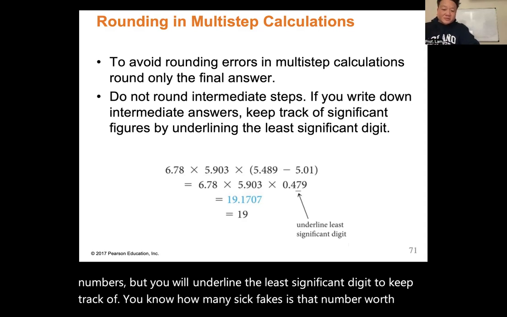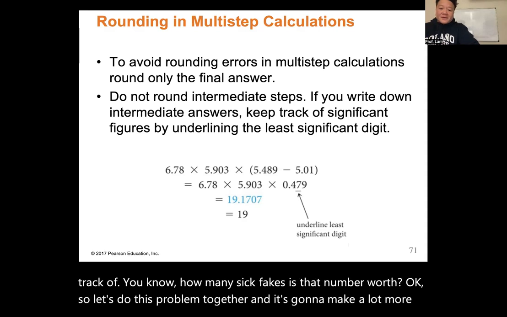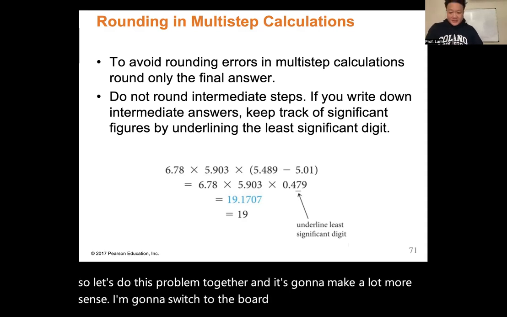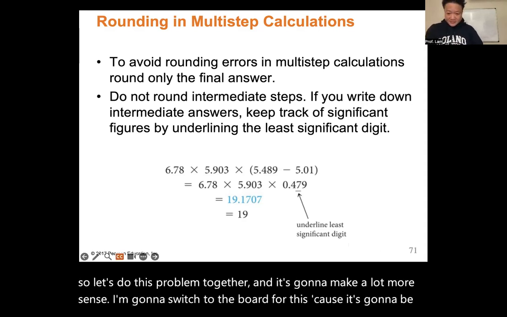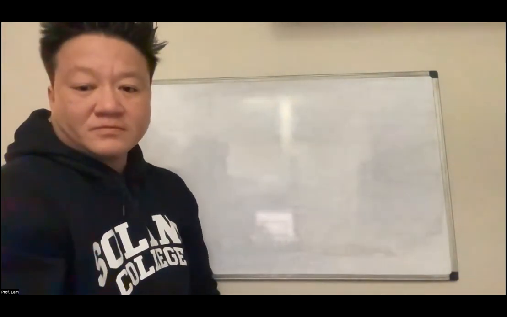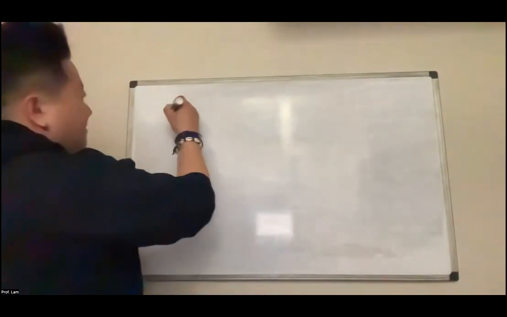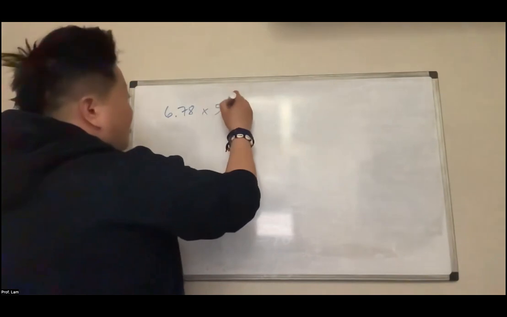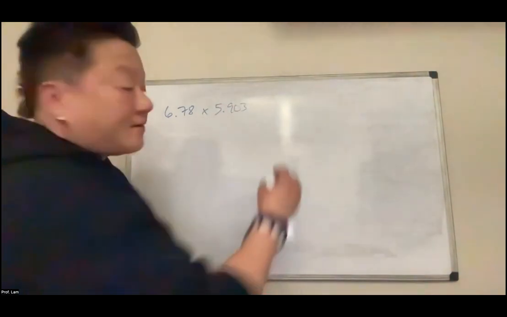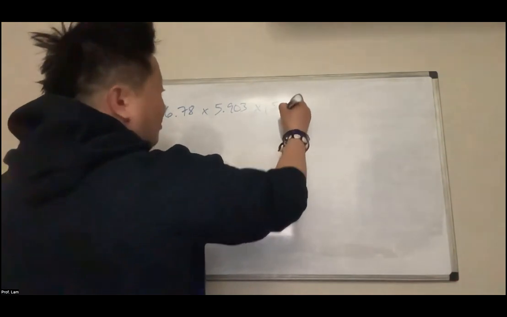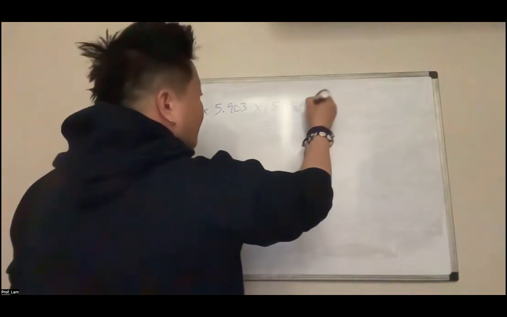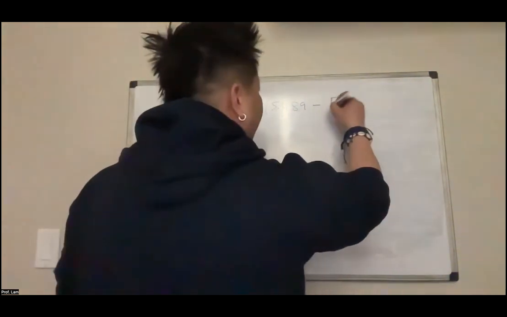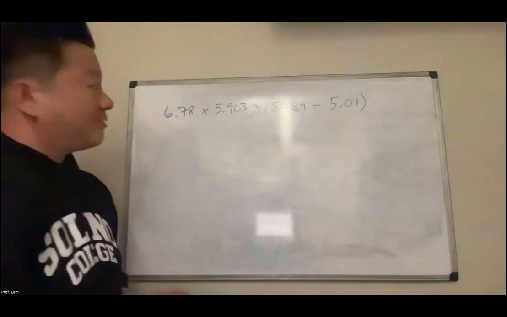Okay, so let's do this problem together, and it's gonna make a lot more sense. I'm gonna switch to the board for this because it's gonna be easier for you guys to see. Okay, so I'll stop share, go to the board. Let me just copy the problem down. What we got: 6.78 times 5.903 times 5.489 minus 5.01. Okay.